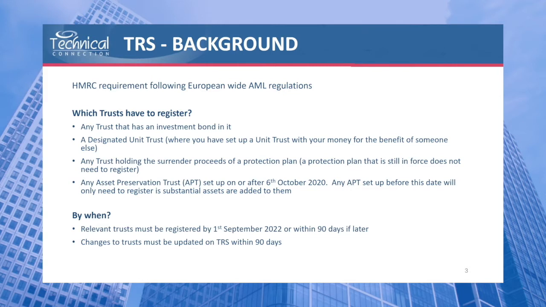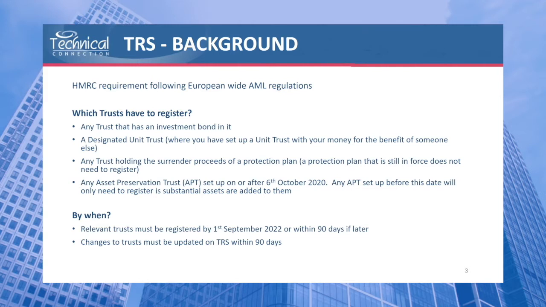If you have a trust that holds a protection plan, this only needs to be registered when the protection plan is either surrendered or a claim is made and that money is then held within the trust. If the protection plan is still in force, then it does not need to register. Any trusts caught by the TRS must be registered by 1st of September 2022 or within 90 days if later.